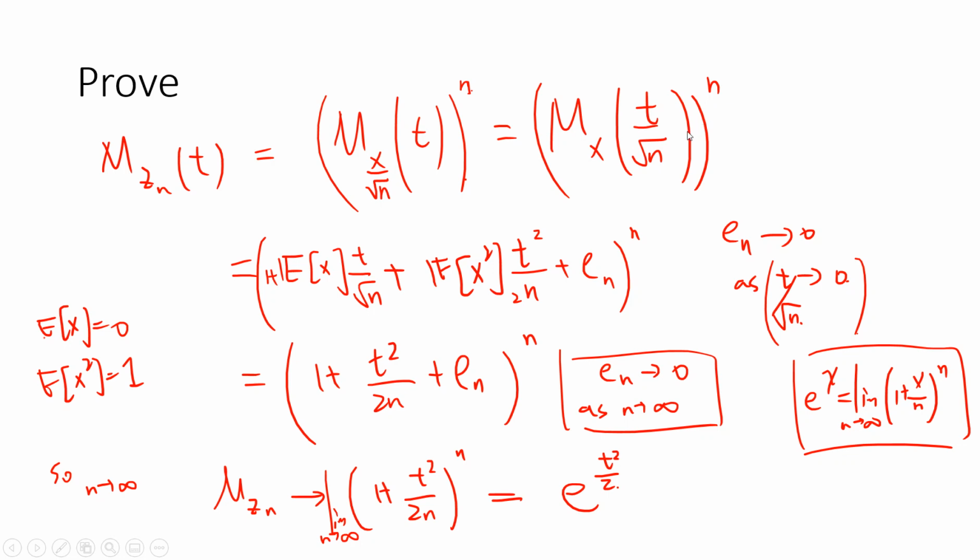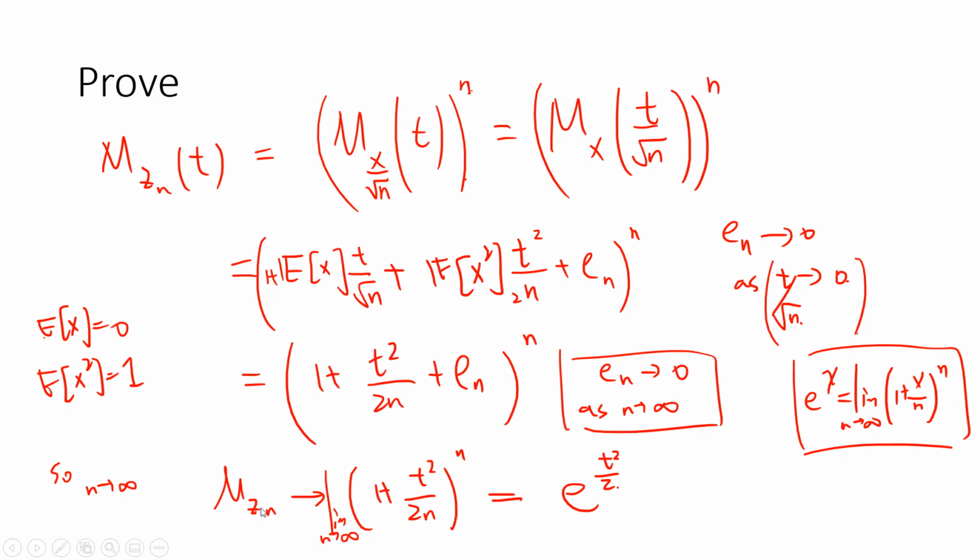By calculus, you know that this is 1 plus E[X] t divided by square root of n, plus E[X squared] t squared divided by 2n, plus some error term, call it en. We know that E[X] is 0 and E[X squared] is 1 by our assumption. So that means it's 1 plus t squared divided by 2n plus the error term, to the power n. By the Taylor expansion, we know that en goes to 0 as t divided by square root of n goes to 0. So if we fix t and let n go to infinity, then en goes to 0.